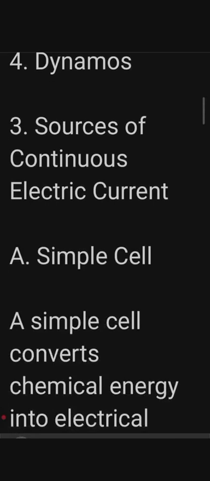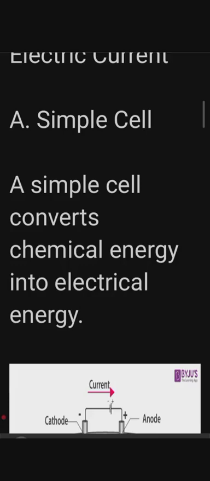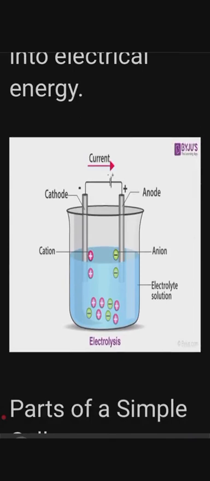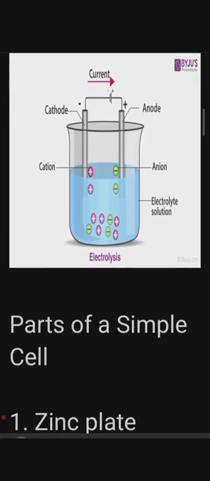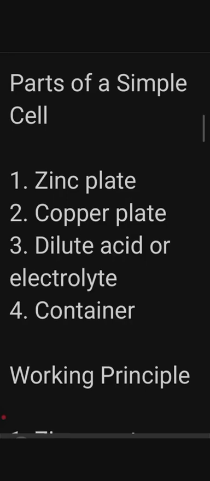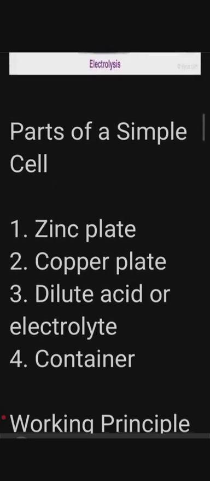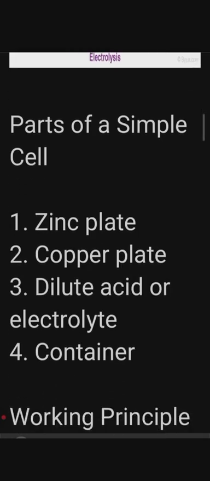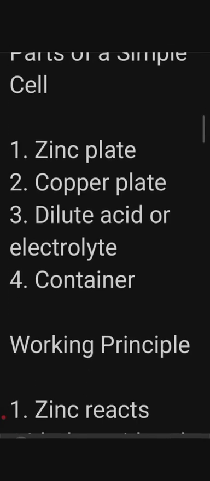So sources of continuous electric current, we have a simple cell. A simple cell converts chemical energy into electrical energy. Now this is a diagram of a simple cell where we have electrodes inside an electrolyte that produces continuous electric current for some time. Parts of a simple cell: zinc plate, copper plate, dilute acid or electrolyte, and then a container. So the zinc plate and the copper plate are the electrodes. So the acid is the electrolyte. And the whole of this material is placed inside a container. So like we can see in this diagram.